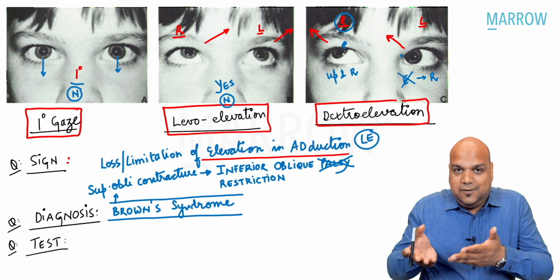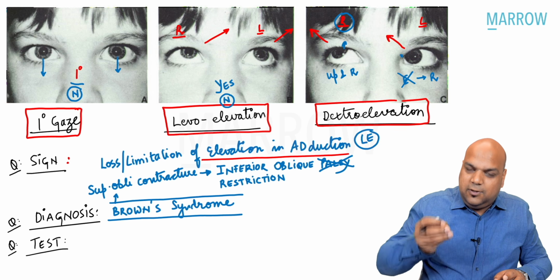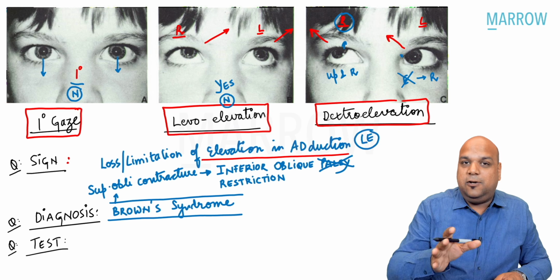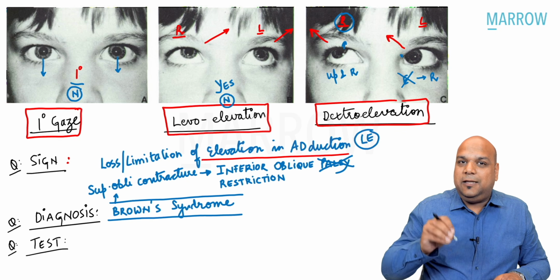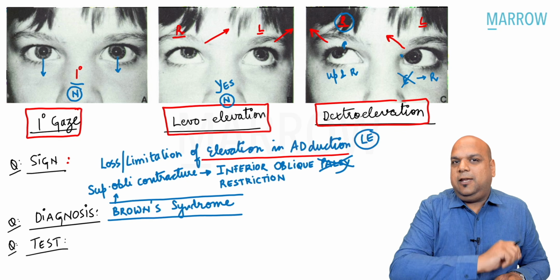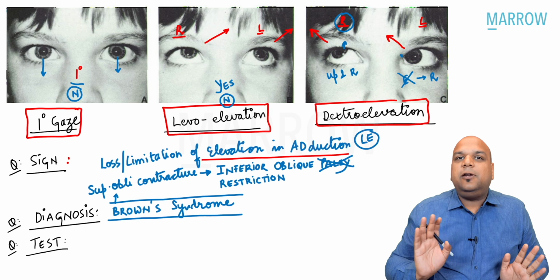Inferior oblique contraction will require superior oblique relaxation. So, even though the problem is in superior oblique, Brown syndrome, I hope you remember this, even though the problem is in superior oblique, the manifestation is in inferior oblique. Am I making myself very clear? And that is what this photograph is showing you.